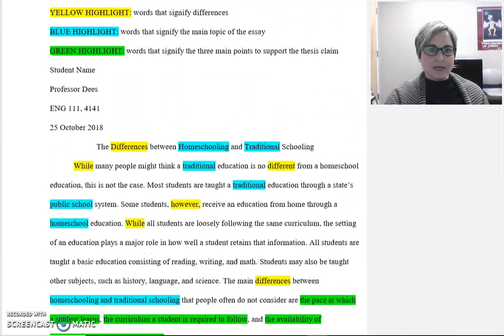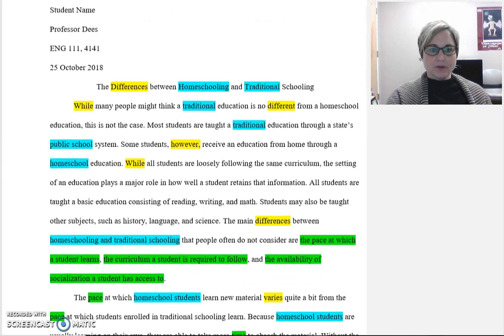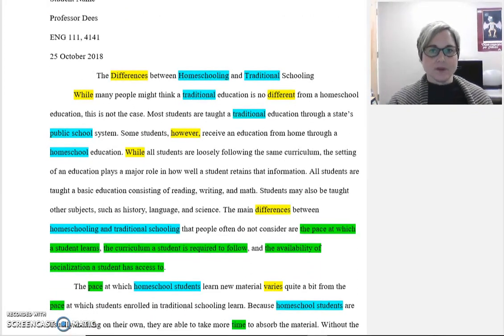Next we have green highlighted words. These are words that signify the three main points to support the thesis claim. Remember, your thesis is at the end of your introductory paragraph. Your first paragraph should grab the reader's attention, and then at the end of that you can have your thesis claim in the sentence, which is going to mention that we're doing contrast, so differences reminds the reader of that.